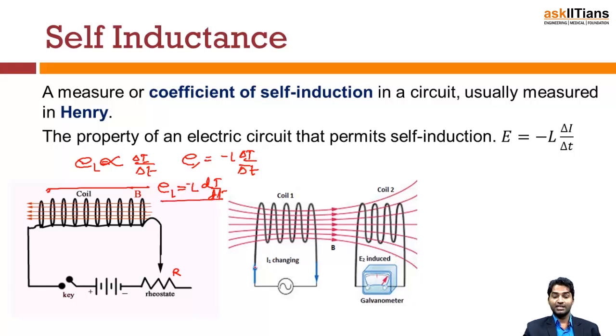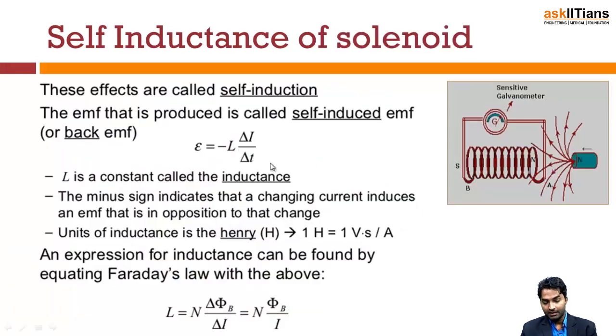Or we can change this variable current with the rheostat we have, or with the AC source, because AC current is just time varying current. So we can allow it through this, and we can sense the effect of self-induction. L is the coefficient of self-induction, and delta I by delta t is the change in current values. Now the mathematical part: if we want to find the self-inductance of a solenoid, these effects are called self-induction. The EMF that is produced is called self-induced EMF, denoted by E equal to L del I by del t. L is a constant coefficient of self-induction, and usually L is represented in Henry.